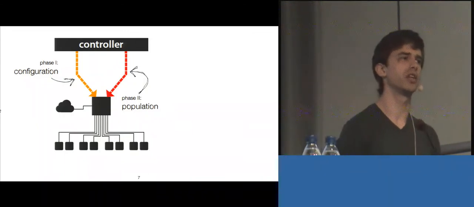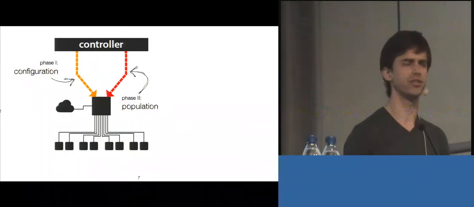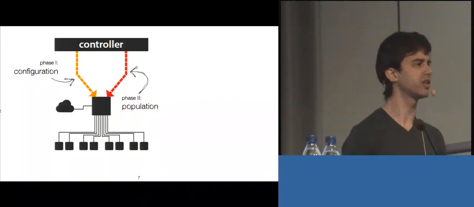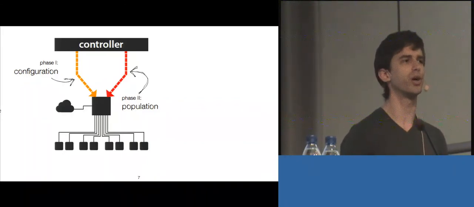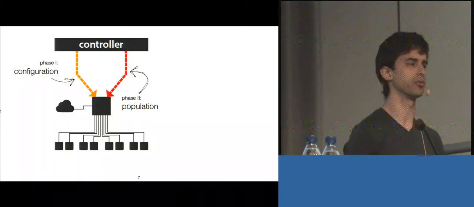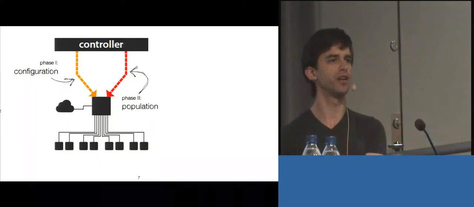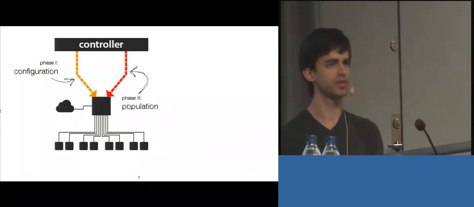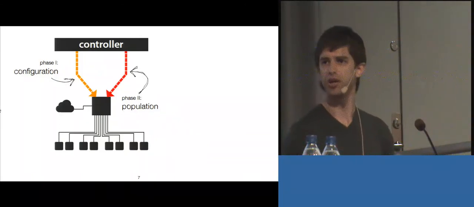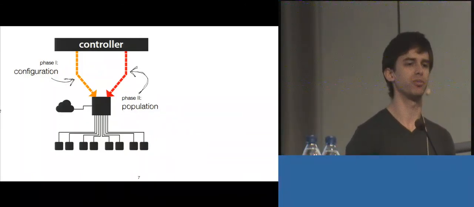Phase one happens at the setup of the network. It's akin to flashing an FPGA, and so at least as of now, it's not something you can do while the network is running. So phase one: set up the network, set up all the pipelines in all the switches. Phase two: populate the tables. Okay, so this is the broad SDN world at this point, or at least one part of it.